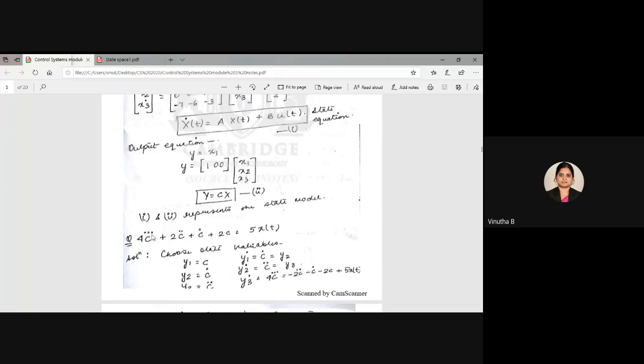Write down the problem: 4c triple bar plus 2c double bar plus c bar plus 2c, which is equal to 5 into x of t. Write it down and solve it and see whether you are able to produce those two equations. I'll be here. If you have any doubts, you can just let me know in the chat box.